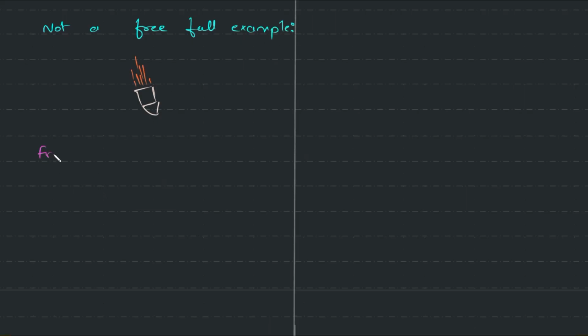So in actual free fall, what happens? We just have the object falling under the influence of gravity. Okay, so the earth, for example, is pulling towards the center. So this is free fall.